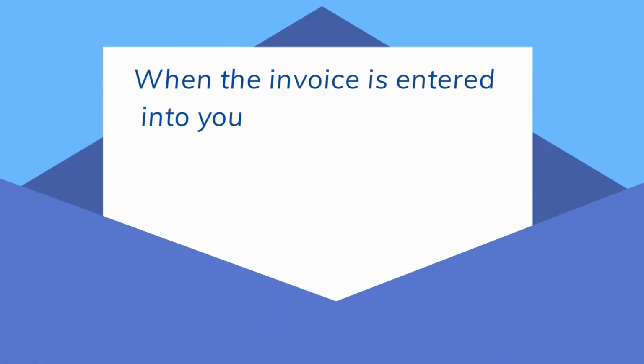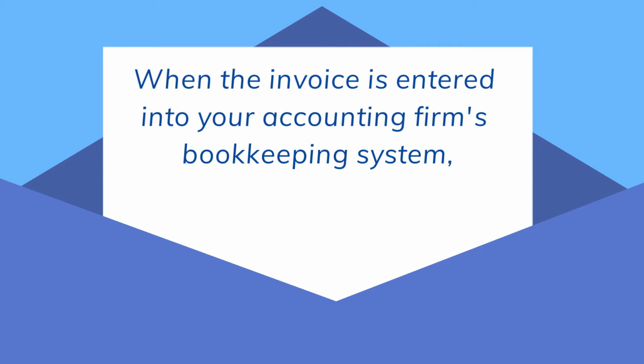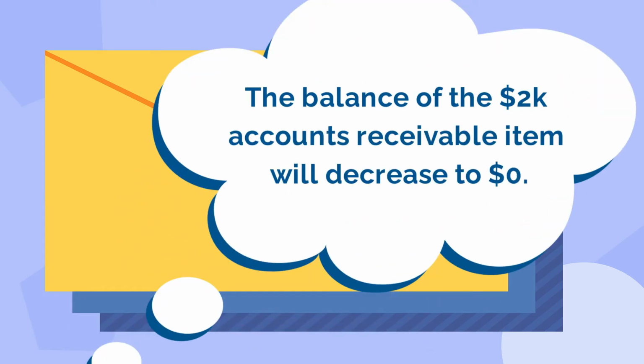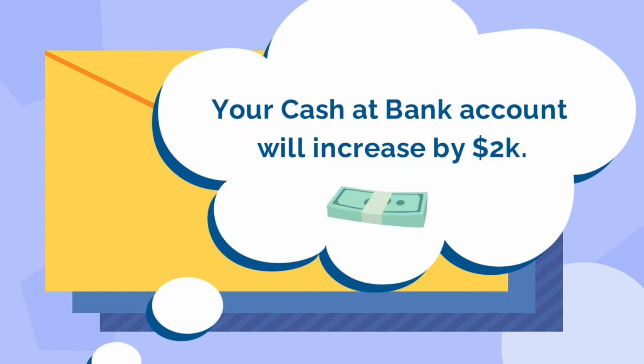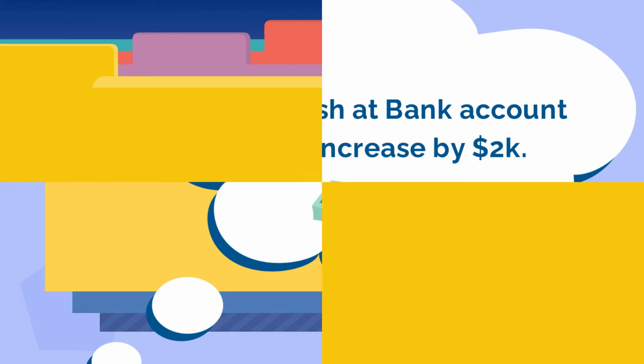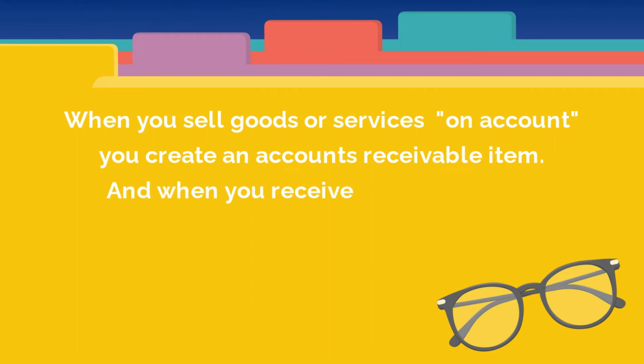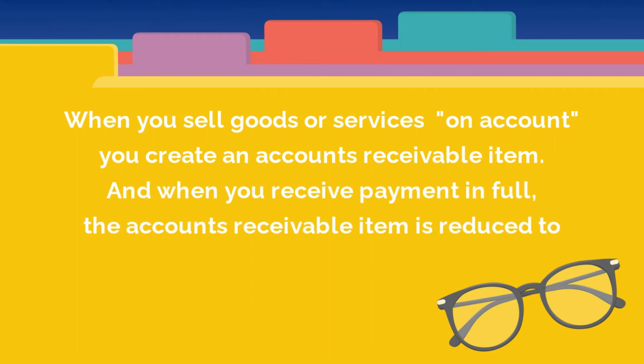So, when the invoice is entered into your accounting firm's bookkeeping system, an accounts receivable item is created for $2,000, and it will stay like that in the system until the client pays you. When they do pay their invoice, the balance of the $2,000 accounts receivable item will decrease to nothing, and your cash at bank account will increase by $2,000. So as you can see, when you sell goods or services on account, you create an accounts receivable item. And when you receive payment in full, the accounts receivable item is reduced to nil in the system.